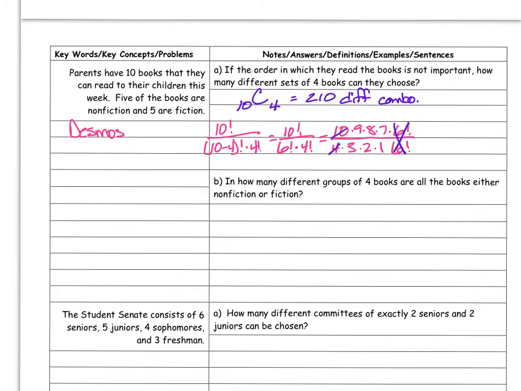4 goes into 10 5 times. 3 goes into 9 3 times. And 2 goes into 8 4 times. So I get 5 times 3 times 4 times 7. And 15 times 28 is 210. Another way you can think about it is 21 times 10, which is 210. So a couple different ways to look at that one, different combinations.